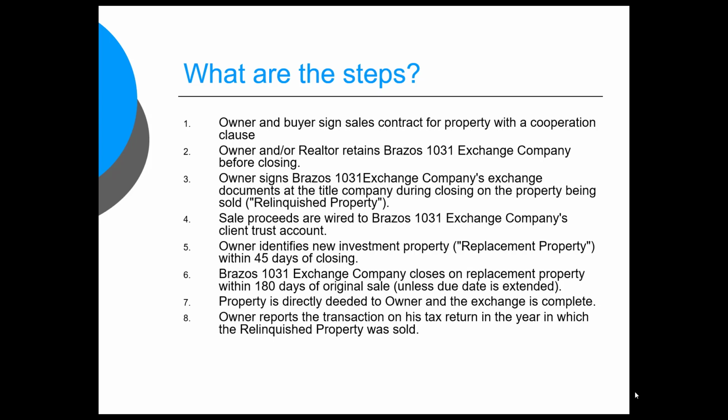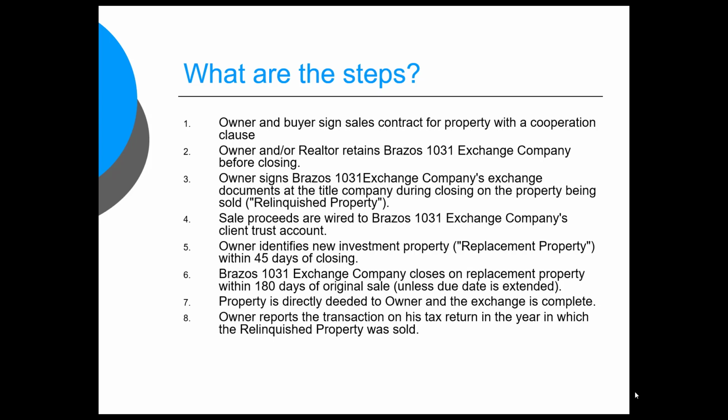So what are the typical steps in a 1031 exchange? Well, the first is that you obviously are going to enter into a contract to sell the relinquished property. And usually what we suggest that you do is include what's called a cooperation clause, which just says that the buyer of your property is going to cooperate with you by signing any documents that the 1031 exchange agent requires. And it will be at no cost to them. And so later in the presentation, we're going to look at some model cooperation clauses that you could use in your contracts.